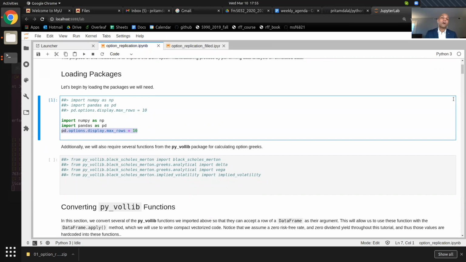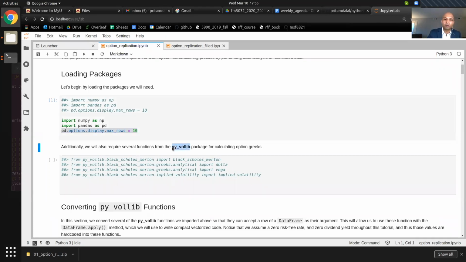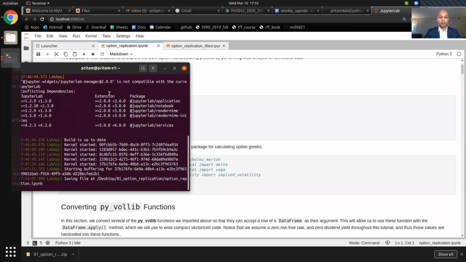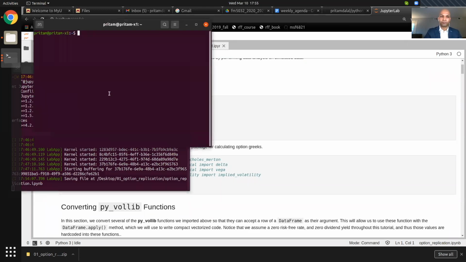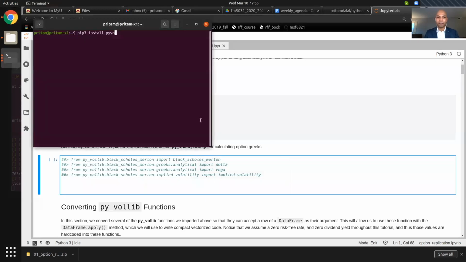This tutorial requires a package called pyvollib. It's definitely on pip. I don't know if it's on Conda or not, and I don't know how you have it installed. But what I do is pip3 install py_vollib. Is it py_vollib? Yeah.